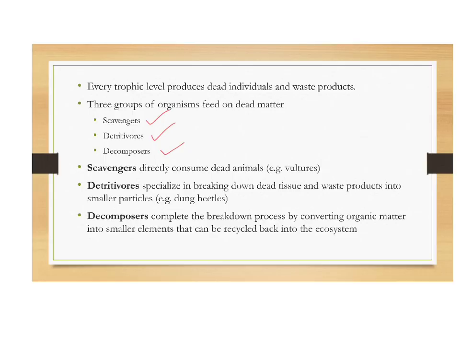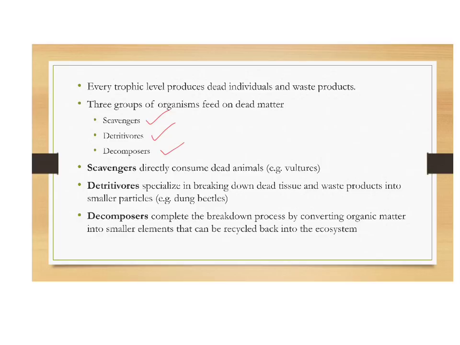Detritivores specialize in breaking down dead tissue and waste products into smaller particles. These are again feeding on dead organisms, but they break it down mechanically, physically. They eat the dead tissue and break it down into smaller particles. A good example of this would be a dung beetle. Dung beetles do exactly what you might think they do. They break down and consume dung. The dung is also used for other purposes. They lay their eggs in the dung as well.